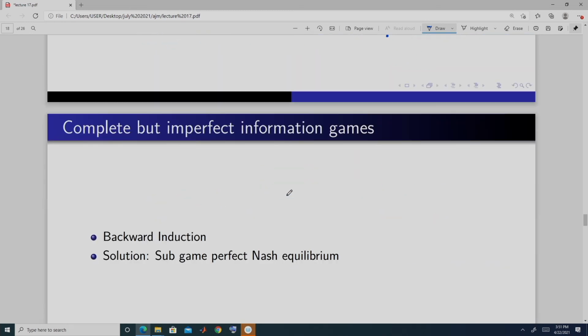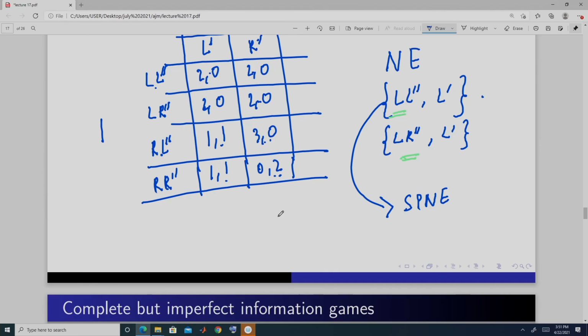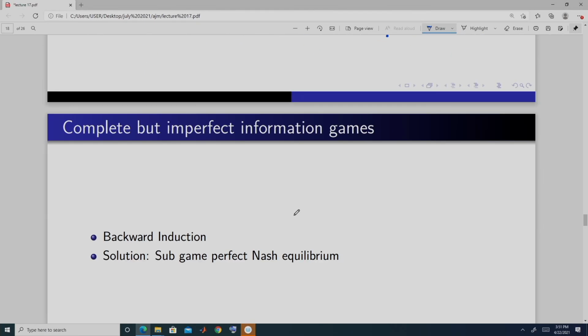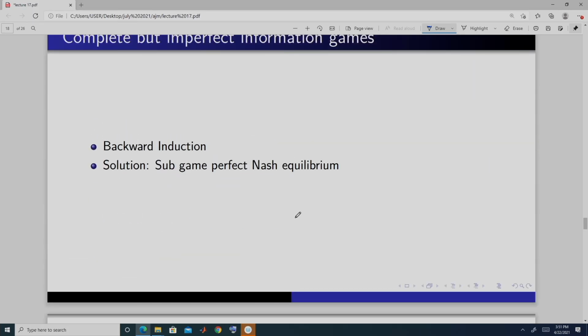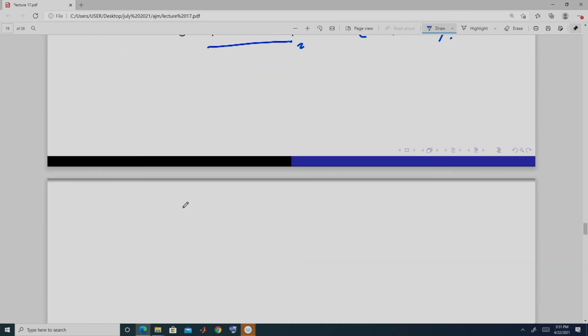Now, we have already discussed the perfect information case. Now, we will do imperfect information. Now, the solution concept, we will again use backward induction, that is, we will start from the last subgame and then we will move backward, and the solution concept is the same as subgame perfect Nash equilibrium, or SPNE. Let us do some example to understand this.